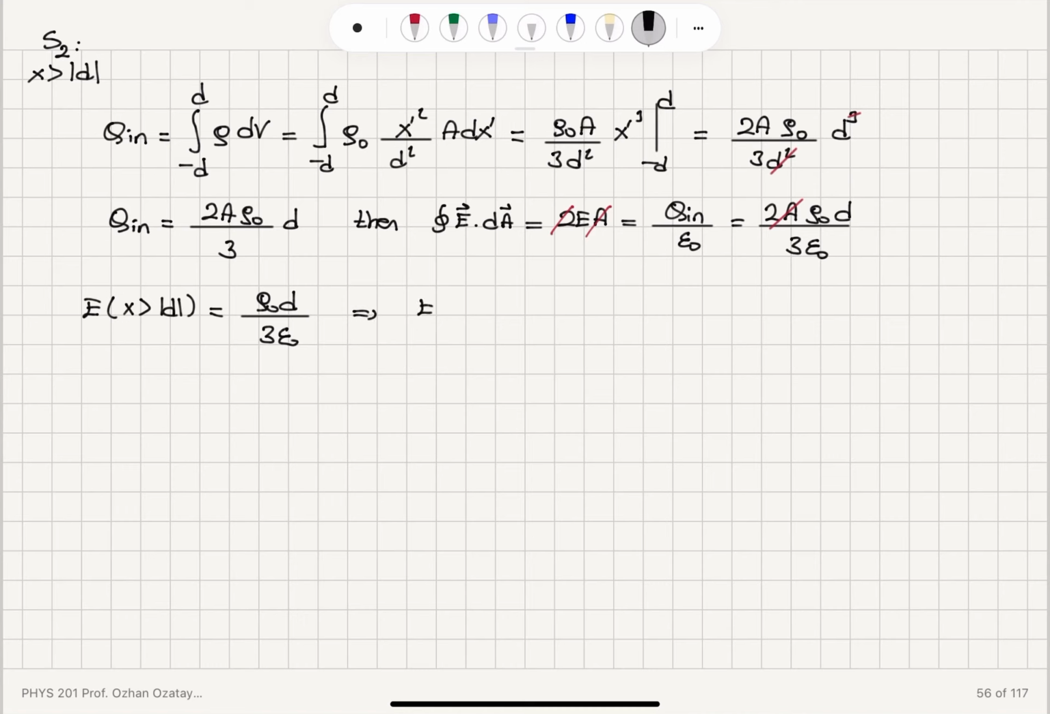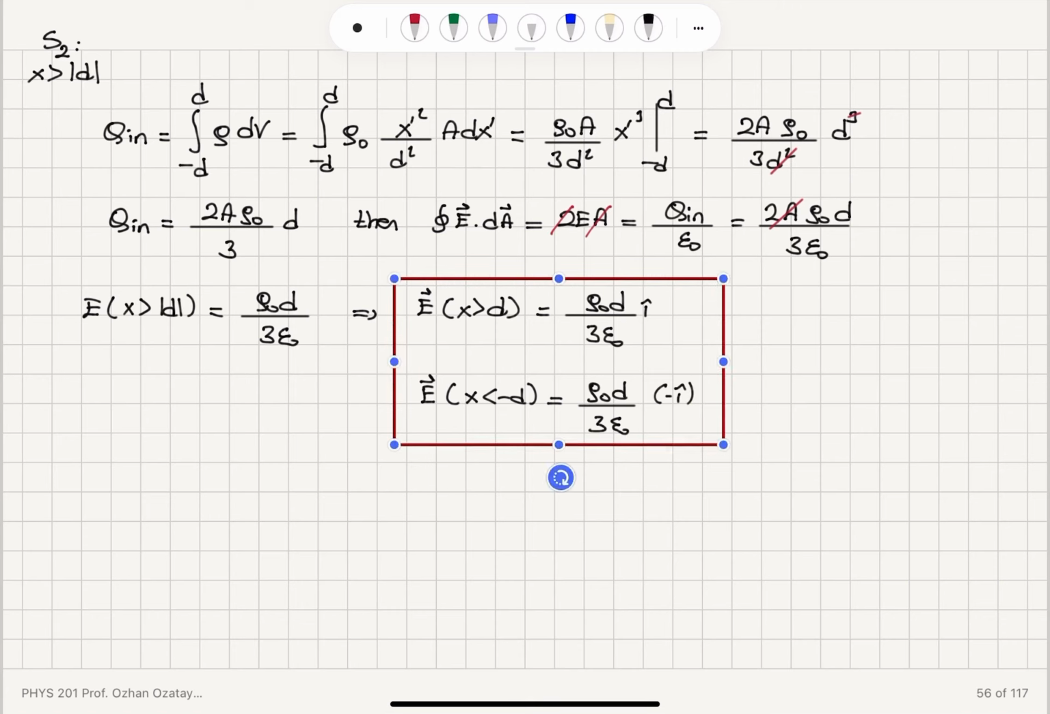So that means the electric field for x greater than d on the positive x-axis will be equal to rho 0 d divided by 3 epsilon 0 in the i hat direction, whereas on the negative x-axis, we have to be careful. For x less than minus d, it's supposed to point in the minus i hat direction, so it's rho 0 d divided by 3 epsilon 0, now pointing in the minus i hat direction. So the answer for the direction changes sign.